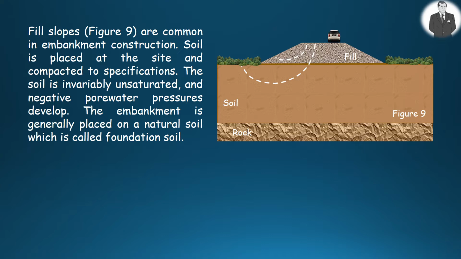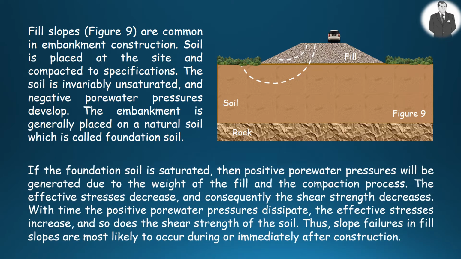In any case, the soil is unsaturated and negative pore water pressures set up. The embankment is generally placed on a natural soil, which is called foundation soil. If the foundation soil is saturated, then positive pore water pressures will be produced because of the weight of the fill and the compaction process. The effective stresses decrease, and as a result, the shear strength decreases too.